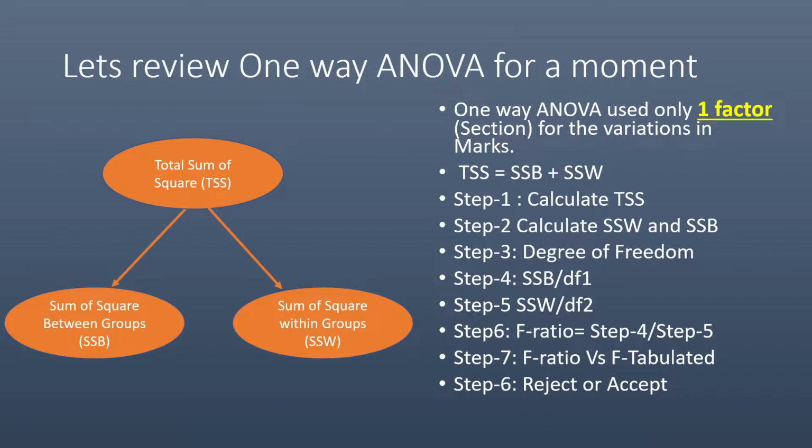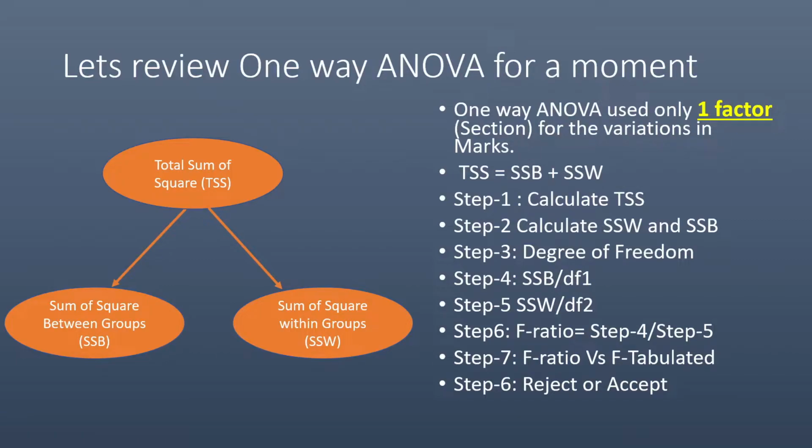Once we calculated all these 3 things, we also calculated the degree of freedom of these sum of squares, and then we found the value of F, and compared it with the tabulated value with respective degrees of freedom. We decide on rejecting or accepting the null hypothesis based on this value. Now, what is the difference in Two-Way ANOVA?